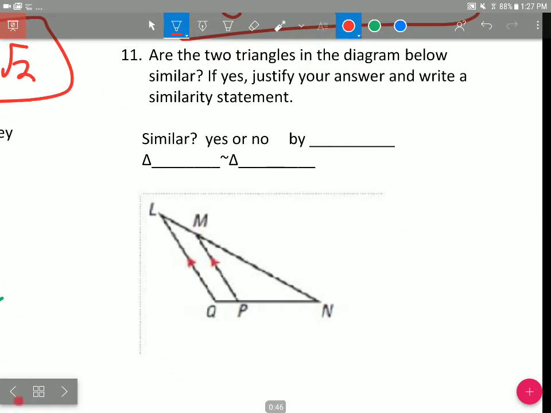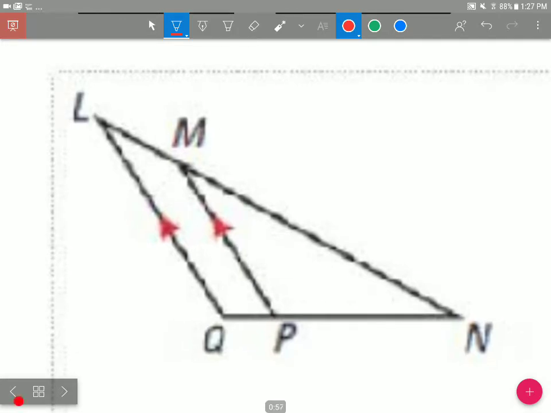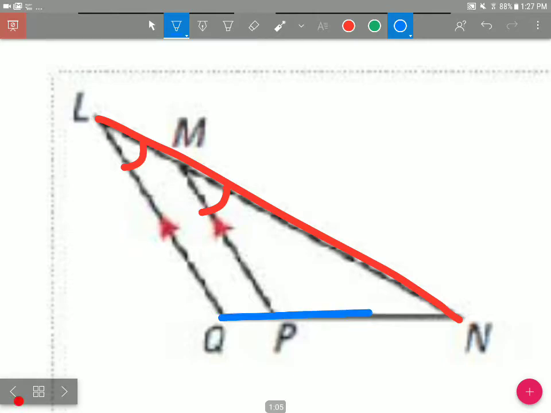All right, are the two triangles in the diagram below similar? If yes, justify your answer and write a similarity statement. In this case, the answer is yes. Here's why. If these are parallel lines, then that is a transversal, so that angle and that angle are congruent. And this is a transversal, which means that angle and that angle are congruent.